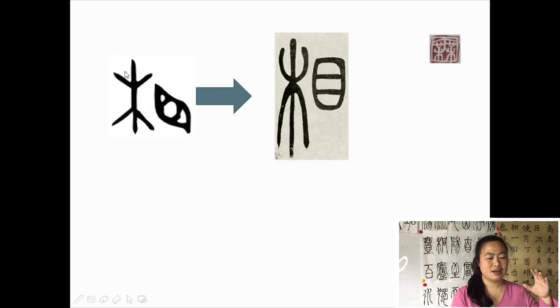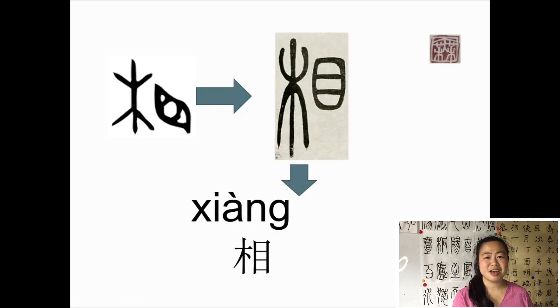So the left part we already practiced many times, right? The left part is for wood. And how about the right part? What do you think this part looks like? It looks like eyes, the two eyes, right? So why does a combination of wood and eyes become appearance, xiàng?